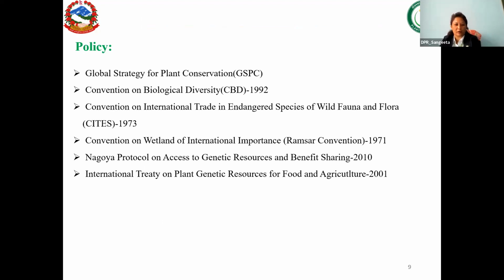So there are certain international policies as well, like Global Strategy for Plant Conservation, GSPC, Convention on Biological Diversity, Convention on International Trade in Endangered Species of Wild Flora and Fauna, Convention on Wetland of International Importance, Nagoya Protocol on Access to Genetic Resources and Benefit Sharing, International Treaty on Plant Genetic Resources for Food and Agriculture. We have become a party of all these conventions.